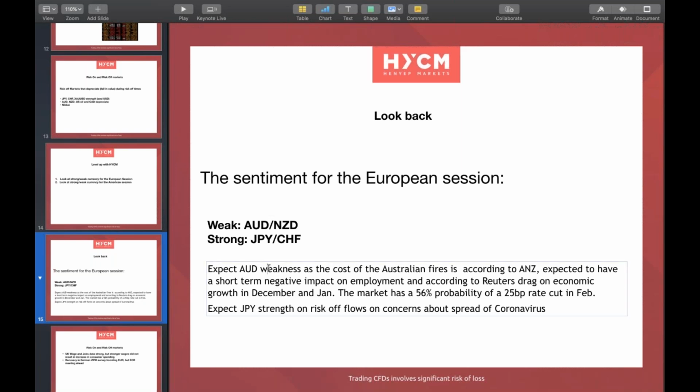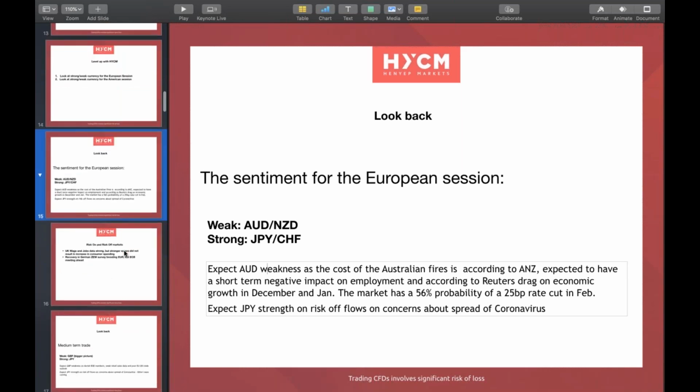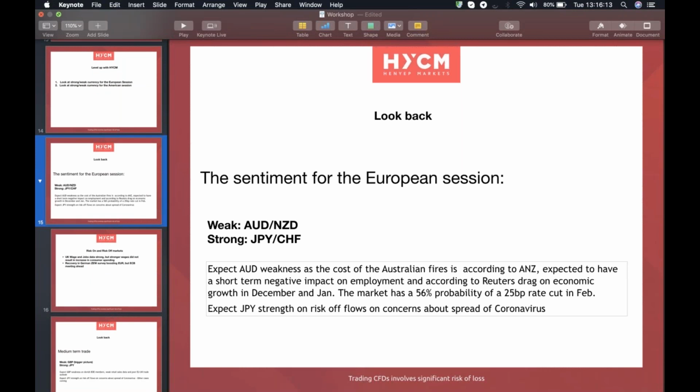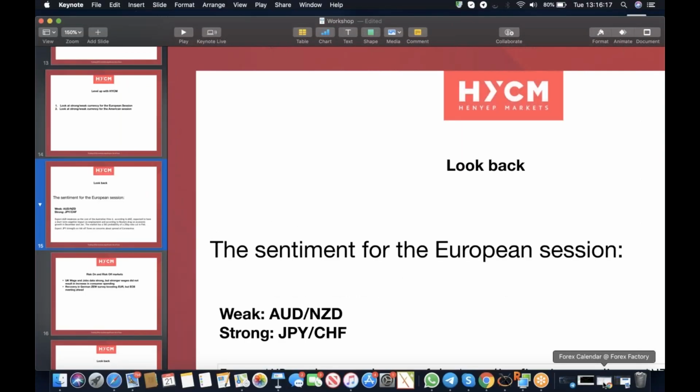And as well, we have the Australian fires, which are having a drag on the Australian economy. So that's just a further reason for Australian dollar, Japanese yen weakness. Once we've done that, what we want to do is look at the charts. So we now go to our charts.